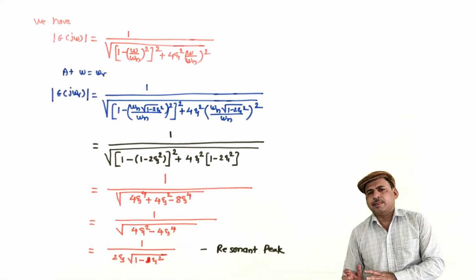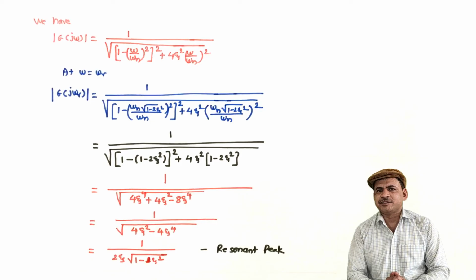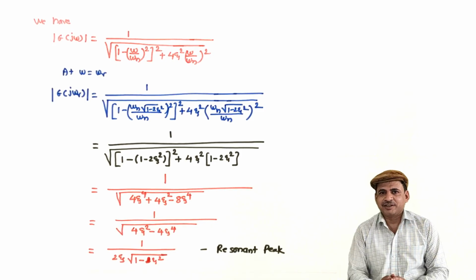These formulae are useful in the frequency domain analysis of second order system. It is enough in this lecture. In the next lecture, we will develop the correlation between the time domain specification seen earlier and the frequency domain specification. Thank you.